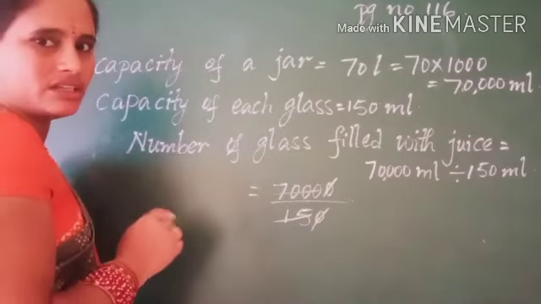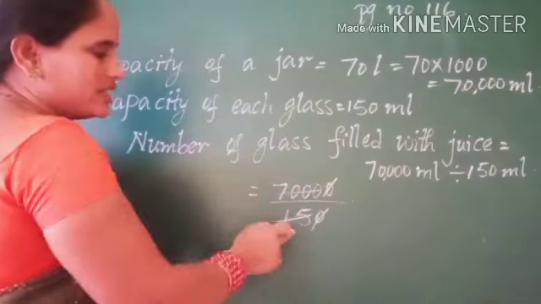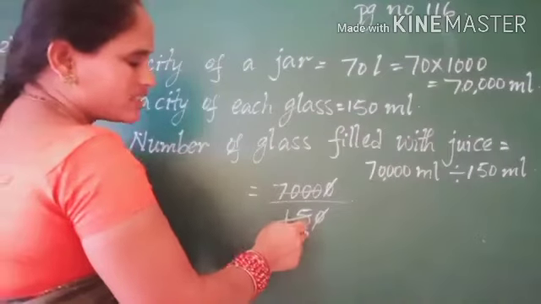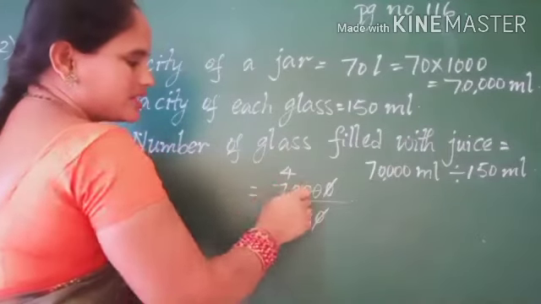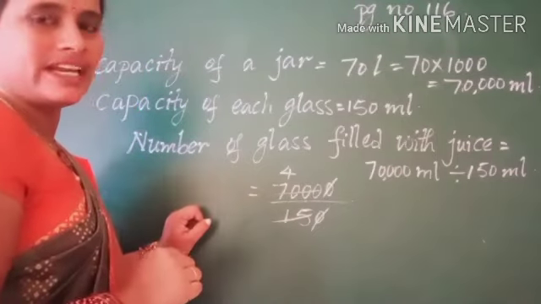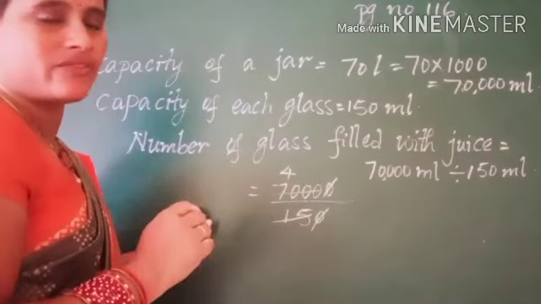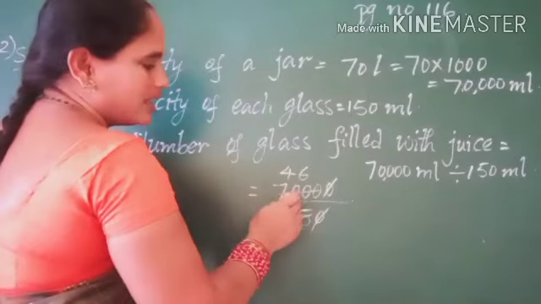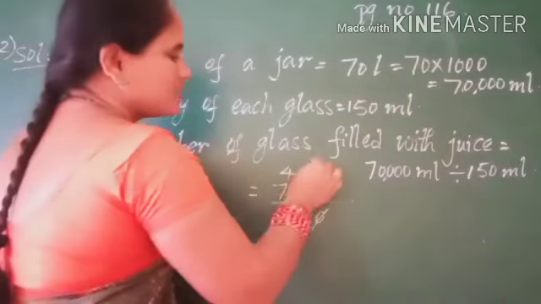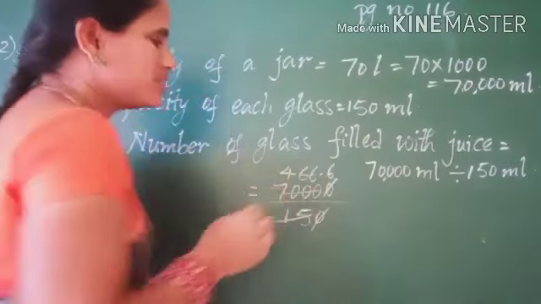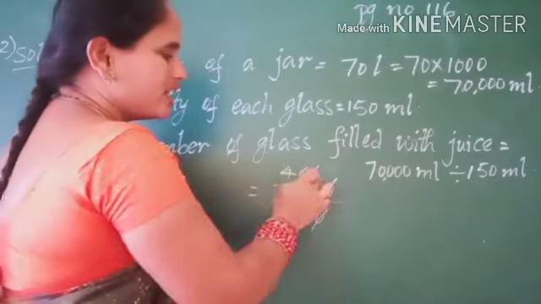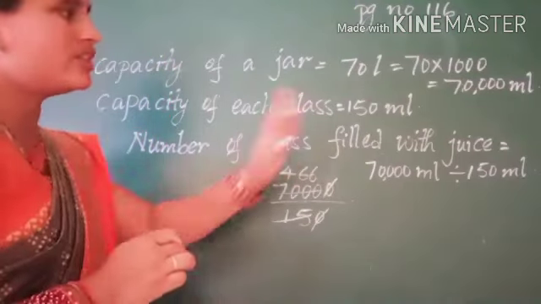15 ones, 15 fives, 75 is there. That's why we have to take here 15 fours. 15 fours is 60. Then 10 is there, 100. Again 15 sixes, 90. 15 sevens, 105. That's why 15 sixes, 90. Again 110 is there, 100. Again 15 sixes, 90. Like that it is coming. So how many glasses are filled? 466 glasses are filled with juice.